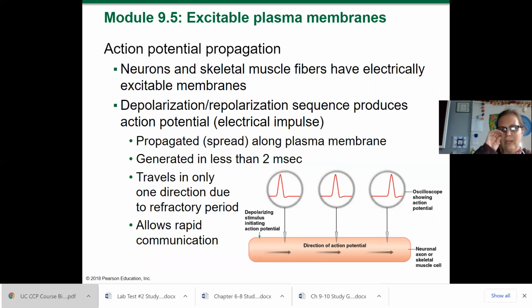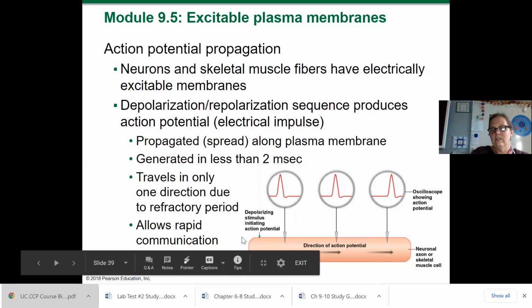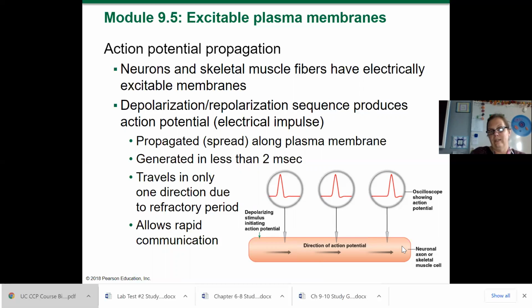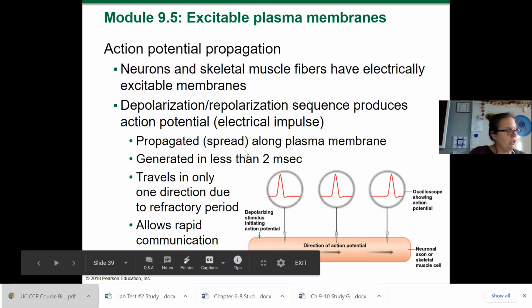The propagation of an action potential is through neurons. Both neurons and skeletal muscle fibers have membranes that are electrically excitable. The depolarization and repolarization, that curve that we saw, produces an action potential that spreads along the plasma membrane of both neurons and muscles. When we talk about the neuromuscular junction, you'll see how this spreads. It's going to travel only in one direction, and it allows very quick communication, right? So stay tuned for the neuromuscular junction, which we are talking about in the next video.